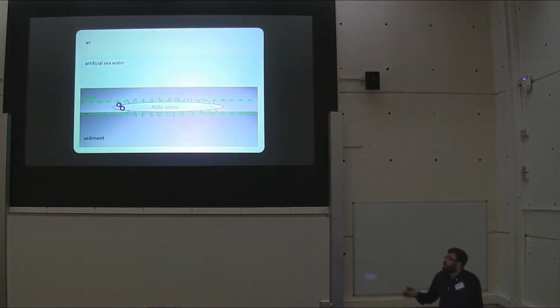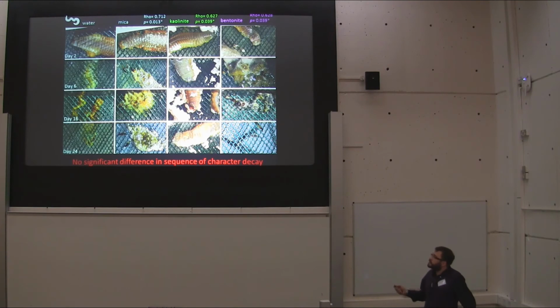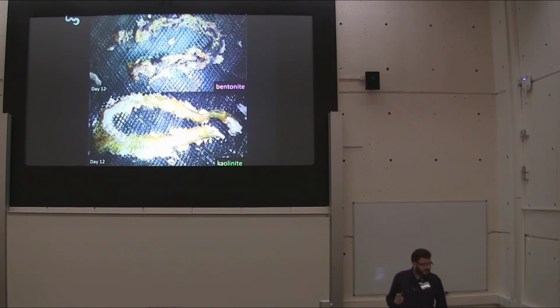Okay, but perhaps more interestingly, we've been looking at the effect of different substrate. So we've been sticking our critter in muds of various different kinds and some artificial seawater. And this is a summary of data for the polychaetes. The thing I wanted to take away from this slide is that we have no significant difference in the sequence of character decay in any of these treatments. But there are definitely some interesting things going on in terms of rate, which is borne out here if we just compare the whole worm in bentonite or montmorillonite and in kaolinite at day 12. So we've basically just got a snotty sludge in the bentonite, but we've got this beautiful worm with most of its anatomy preserved in the kaolinite.